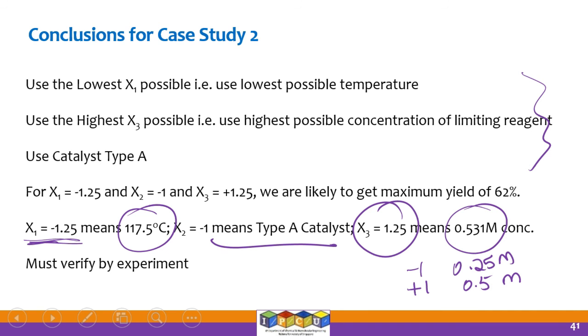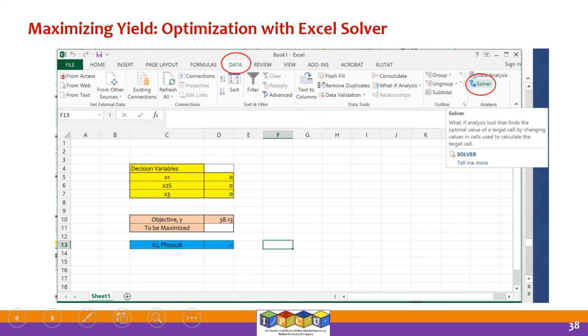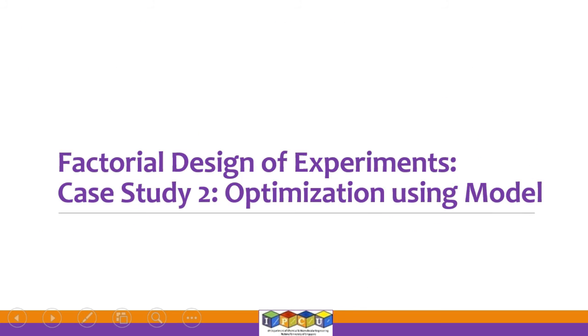Okay, so the question is, what does plus 1.25 mean, right? You can compute that to be 0.531 and confirm if my calculation is all right. And what you will do in the lab is get safety permissions, etc., and then try this experiment at 117.5 Celsius, reagent concentration of 0.531, and using catalyst A. If it gives a value close to 62, it may not be exactly 62 because our models could be slightly incorrect.